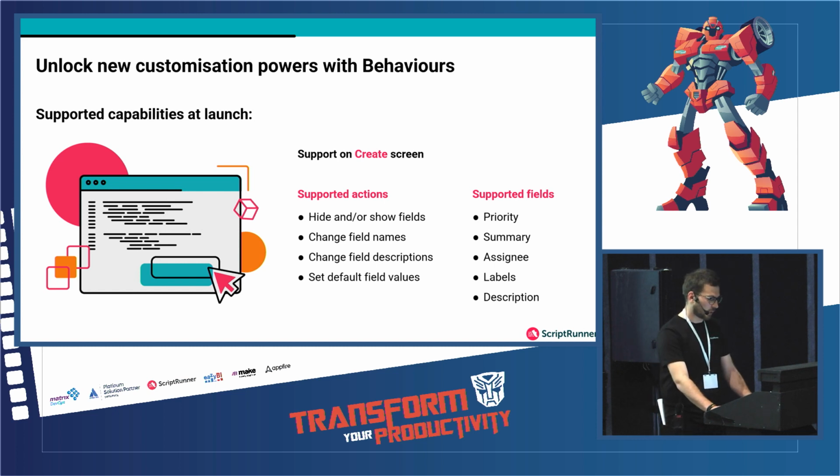Those are priority, summary, assignee, labels, and descriptions. You can also see the actions supported by behavior. So for each of these fields, you can conditionally hide and or show the field. You can also change the field name, change the field description, and set default field value based on predetermined conditions. All of these actions are based on corresponding API methods that are designed to be written as natural language in order to make them easier to understand and interact with, but also to take away the complexity of having to make REST API calls.